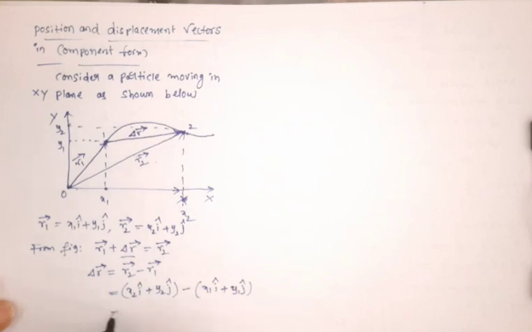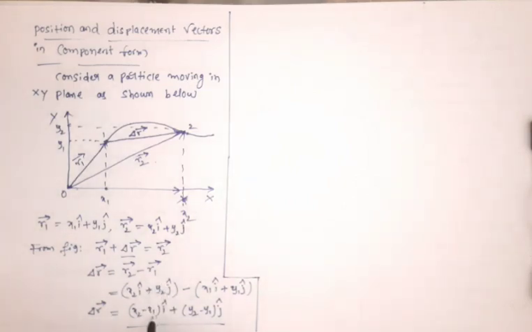In the next step, simplify it. I cap terms, x2 minus x1, I cap you can write. You can take I cap common, x2 minus x1 into I cap plus y2 minus y1 into j cap. So the displacement vector is this one, x2 minus x1 into I cap plus y2 minus y1 into j cap.